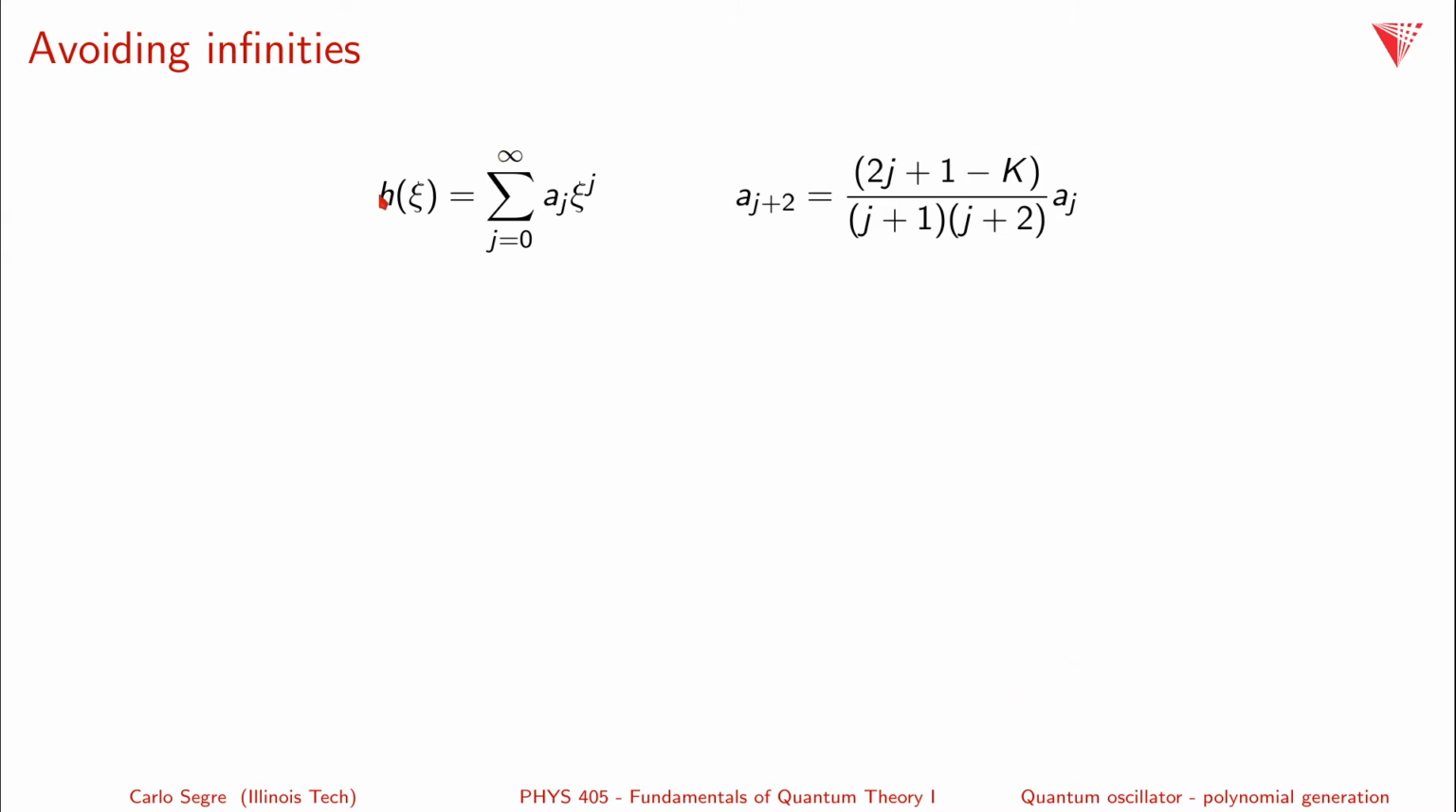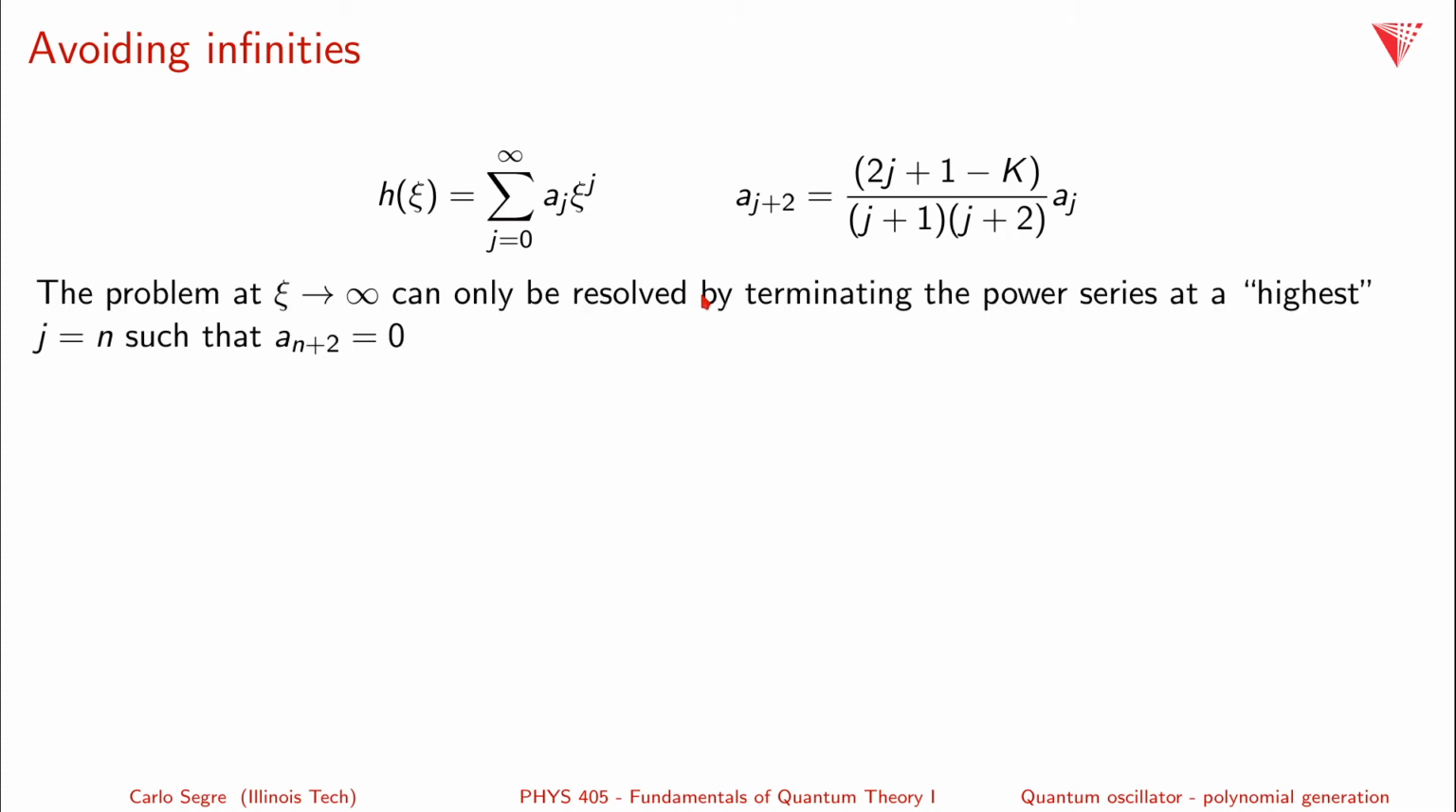Well, if we look again at our polynomial sequence, and then we also look at the recursion relation, we see that what we have to avoid is j going to infinity. So we have to stop j somewhere. We have to have a point at which this power series terminates. Right? So we can only solve this problem with c going to infinity by terminating the power series at a highest value j equals n, so that a sub n plus 2 is equal to 0.